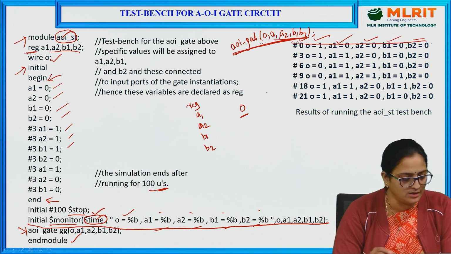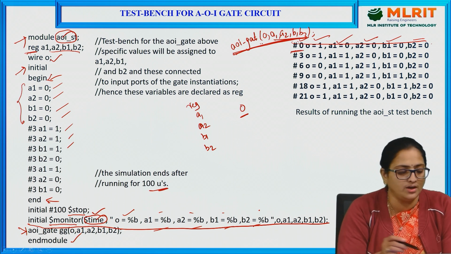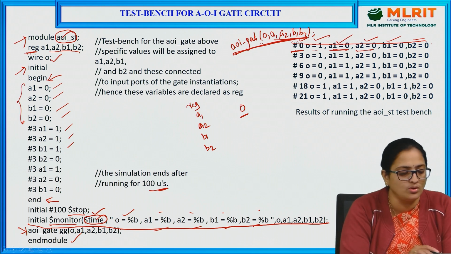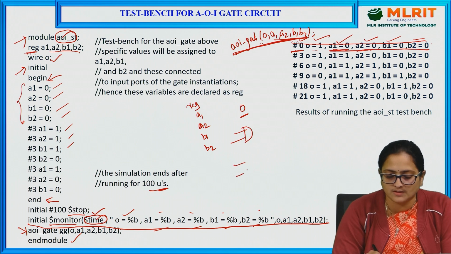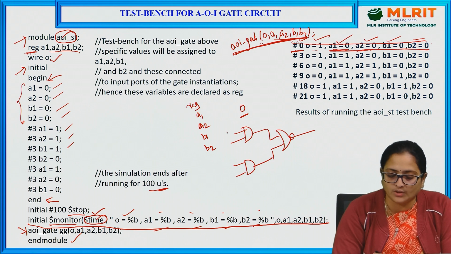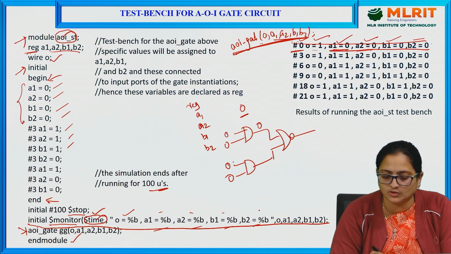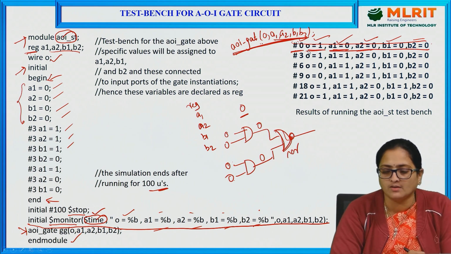So initially at 0th time interval, see I didn't mention any time here. At 0th time interval, A1 value is 0, A2 value is 0, and B1, B2 values are also zeros. So for this logic, A1, A2 are 0 and B1, B2 are 0. For 0, 0, the output of the AND gate is 0, and this also 0, 0. And for 0, 0, the output of the NOR gate will be 1. So your output will be 1.